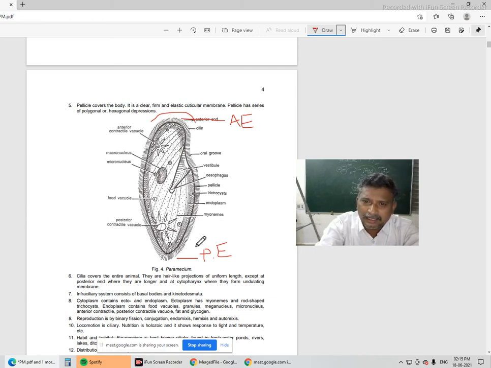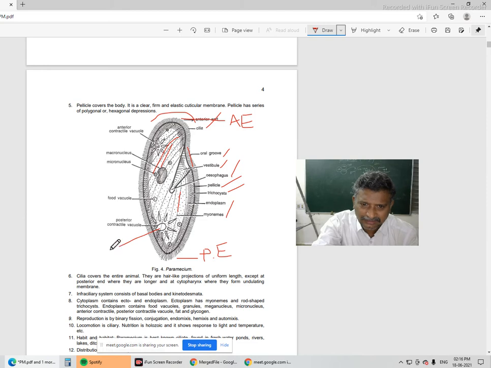All around the body, cilia are there. Here is an oral groove from here to here. That is a vestibule. This is called the esophagus. The plasma membrane around it is called the pellicle. Trichocytes are there, from which the cilia are developed. And throughout the length of the body, obliquely arranged myonemes are there.